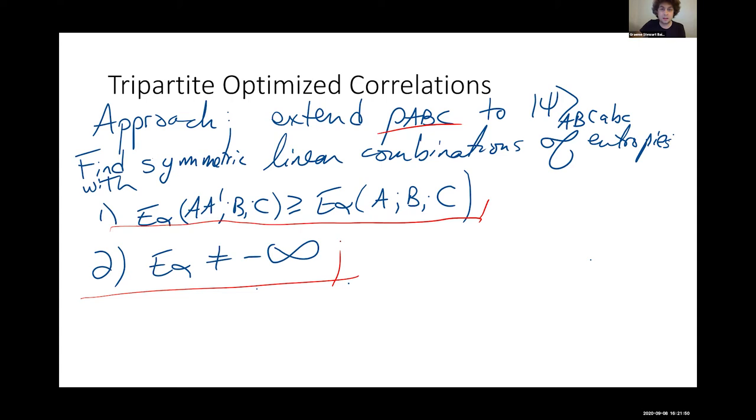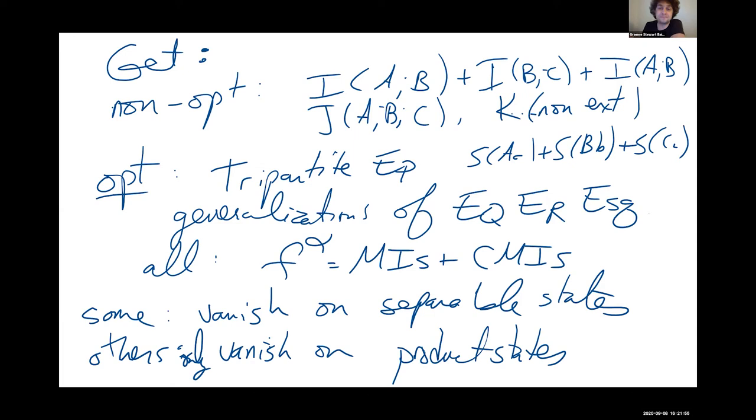So we get an awful lot of stuff now. We get all the stuff where the optimization basically drops out. So the sum of mutual informations between any pairs, the dual total correlation, and the total correlation is non-extremal, but still it's in the cone of correlation measures. We also get a bunch of optimized things that are kind of familiar. So we've got the tripartite entanglement of purification. We get generalizations of EQ, ER, squashed entanglement. And they're all just sums, actually, it turns out, of mutual informations and conditional mutual informations.